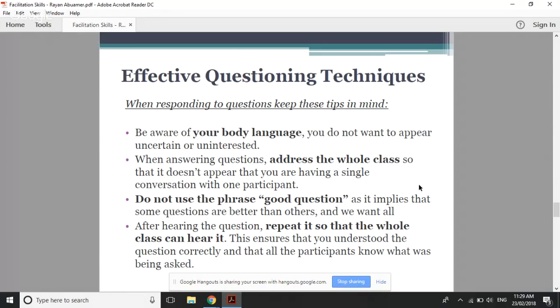Don't say the phrase "good question." I noticed that many people are using it. Many facilitators are using it, even in high profile sessions.